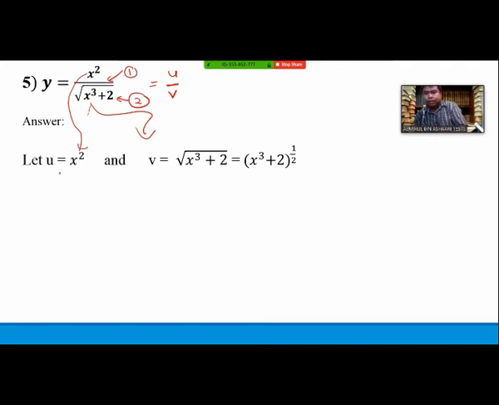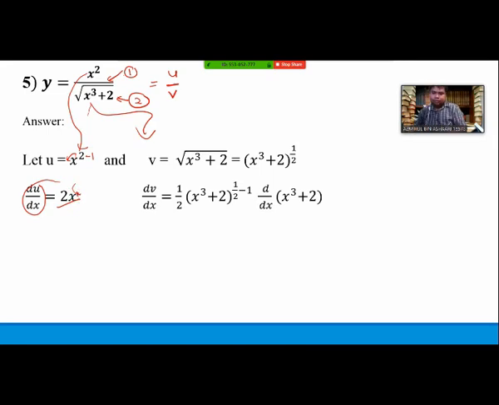Okay, next you find that du per dx, which is 2x, which is 2 moves to the front, becomes 2x, and 2 minus 1 will become x power of 1. Okay?